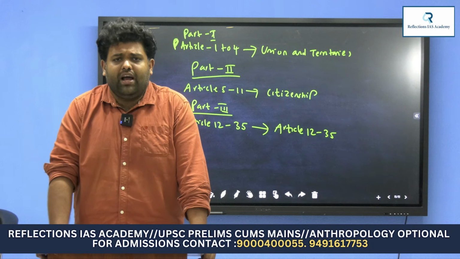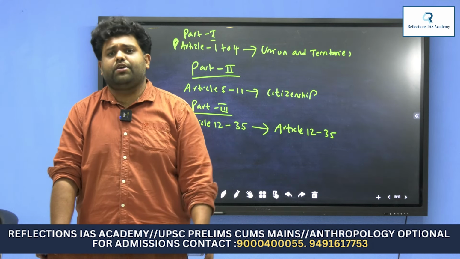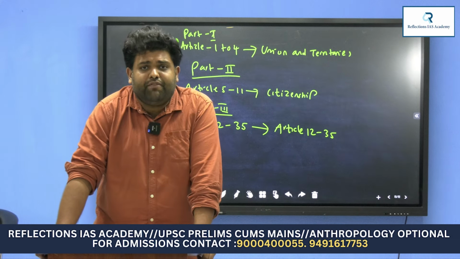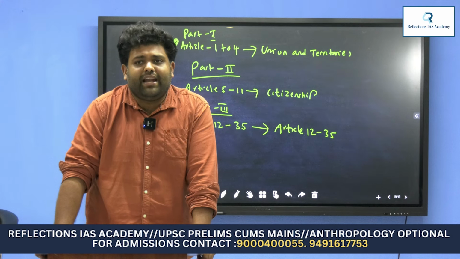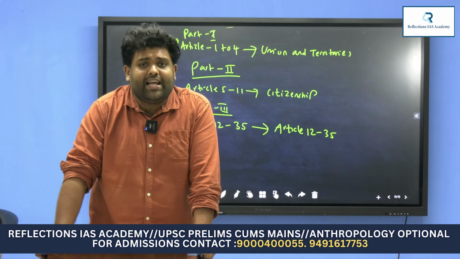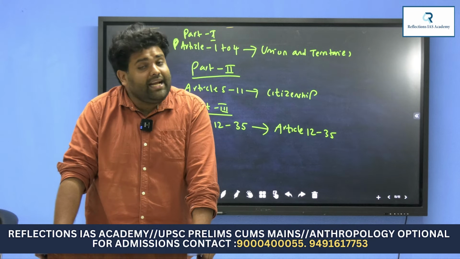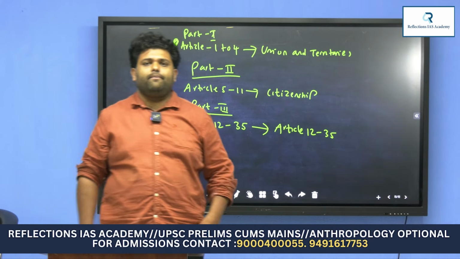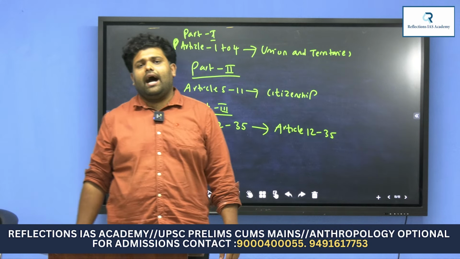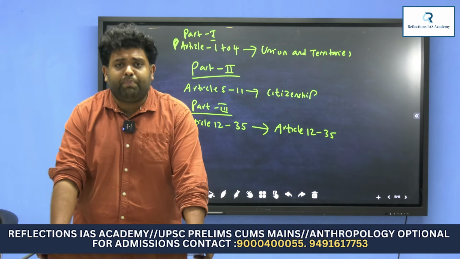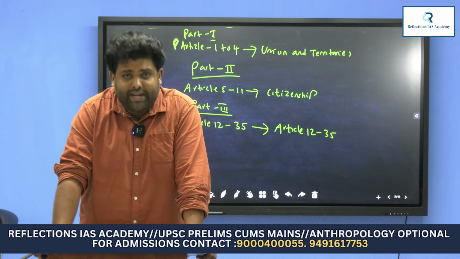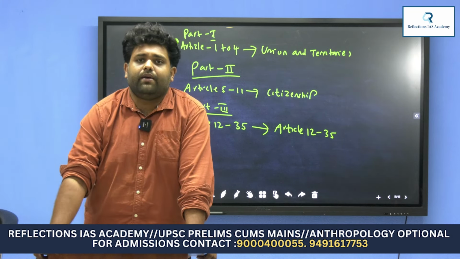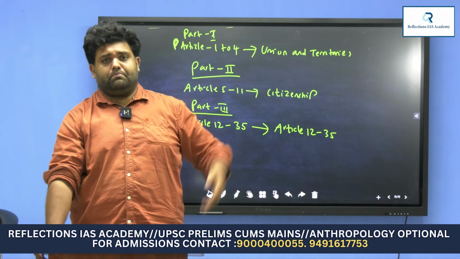Another important article is what? Article 23 talks about right against exploitation. Article 25 to 28 talks about right to freedom of religion. Article 29 and Article 30 talk about cultural and educational rights of minorities. Article 32, very important, is known as the right to constitutional remedies. It is known as the heart and soul of the Indian Constitution, where if the fundamental rights of the people are violated, the Supreme Court can issue writs like mandamus, habeas corpus, prohibition. Totally five writs are there.